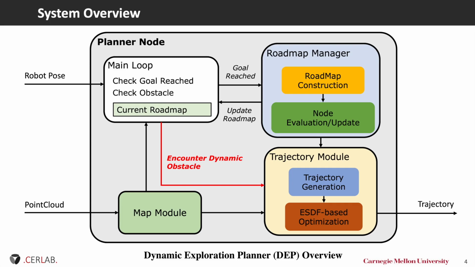The map module is on the bottom, to convert point cloud data into the Euclidean signed distance function, or the ESDF map. On the right is the main part of our planner. The Roadmap Manager on the top right incrementally builds our PRM, the probabilistic roadmap, and evaluates and updates the information gain of each node. The trajectory module is on the bottom. It is used to find the highest utility trajectory and optimize it based on the ESDF map. And next, I'll discuss each part in detail.